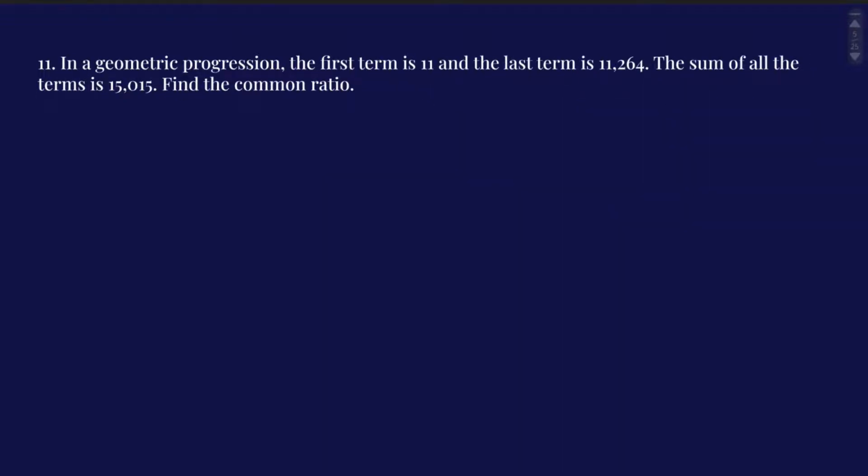So let's look at this question now. In a geometric progression, the first term is 11, the last term is 11,264. The sum of all terms is 15,015. Find the common ratio. What we are given is a is equal to 11. And the last term, let there be n number of terms. So a into r to the power n minus 1 is given to us as 11,264. We are told to find r.